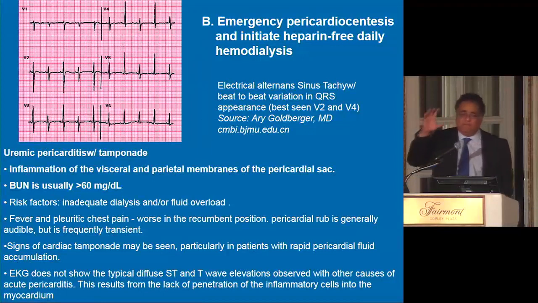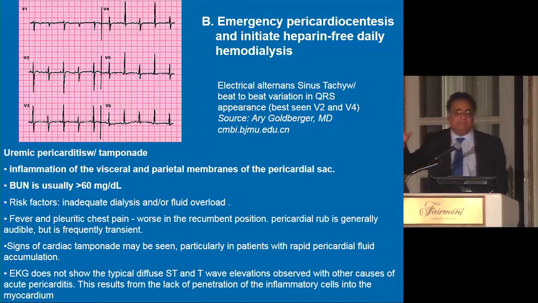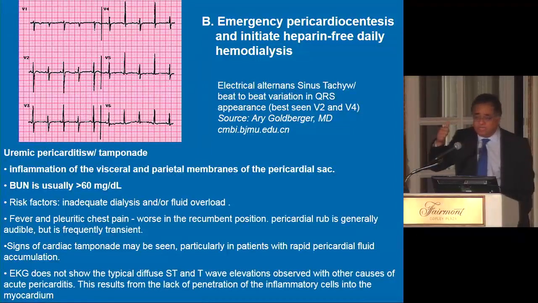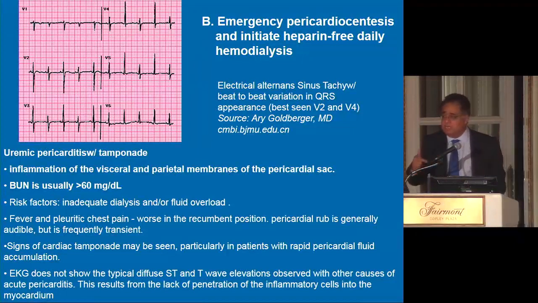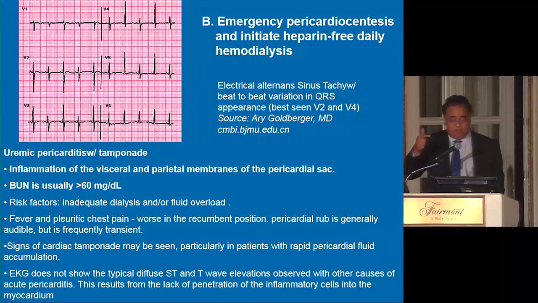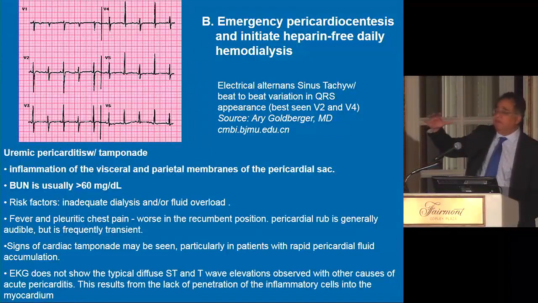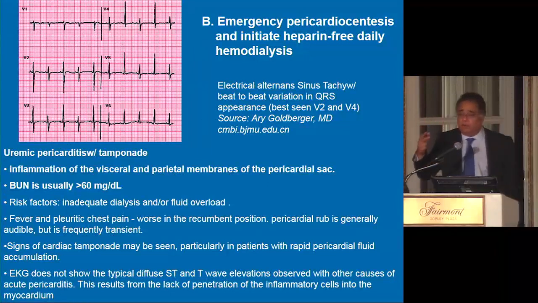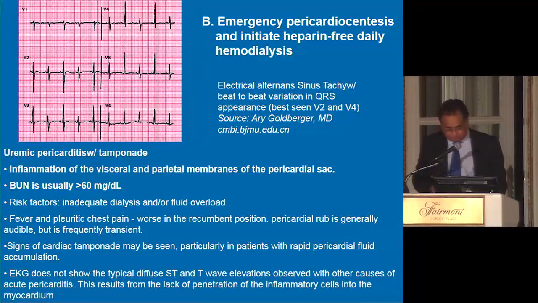So typical features of uremic pericarditis: you're not going to see the typical ST segment changes. That's very important. If you see it, it's more likely not to be uremic pericarditis. If you are seeing EKG changes, keep an eye out for electrical alternans with a sinus tachycardia and this beat-to-beat variation, very typical. And don't worry about the fact that you may or may not hear the rub.